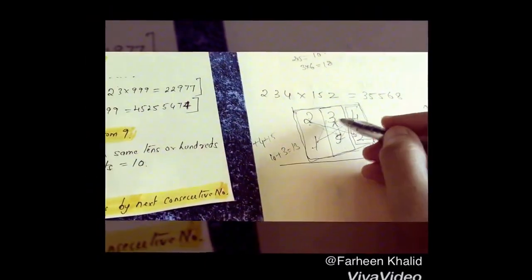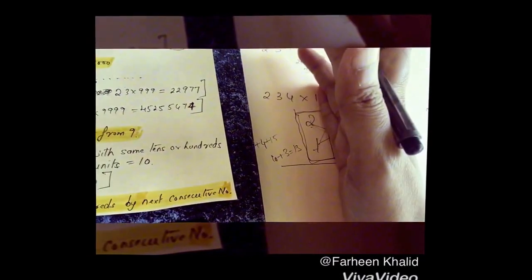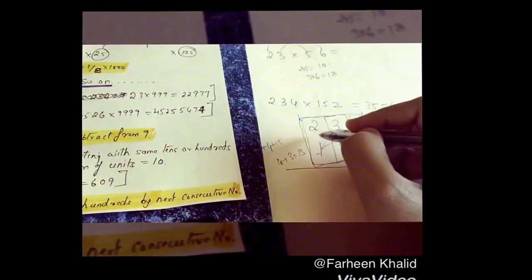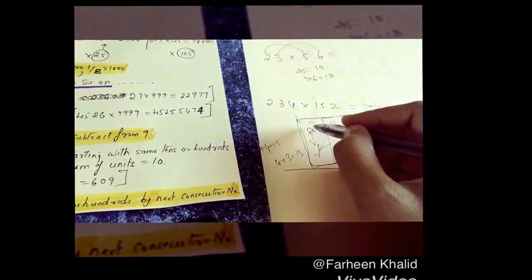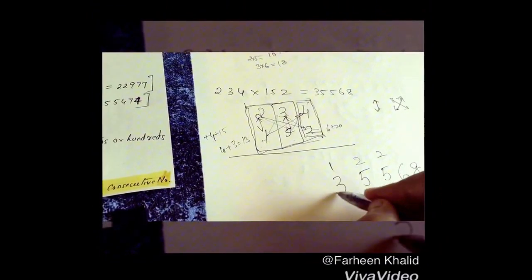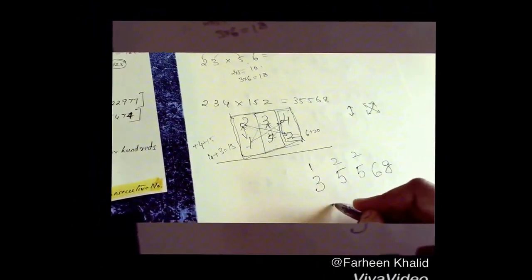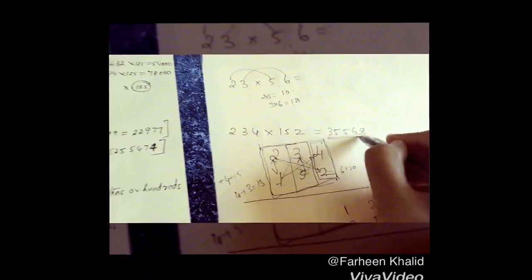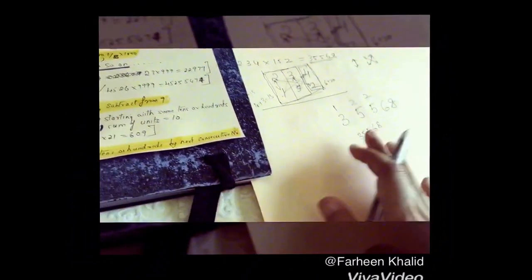Then the last part is that you remove the 4 on this side and just take these 2, which is vertical multiplication, which is 2 times 1 is 2. You have a carryover of 1 here, which makes 3. So your answer is 35568. You can see here the answer is 35568. So this was the box method.